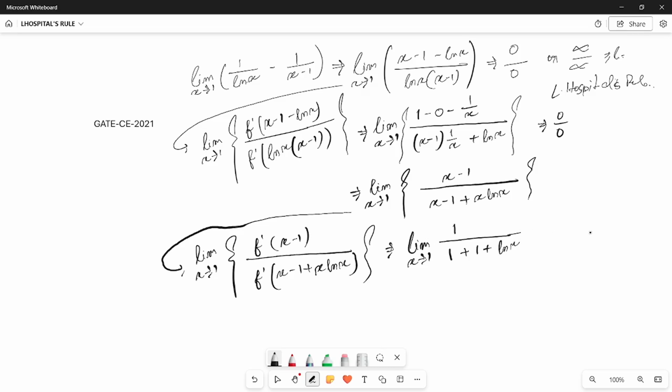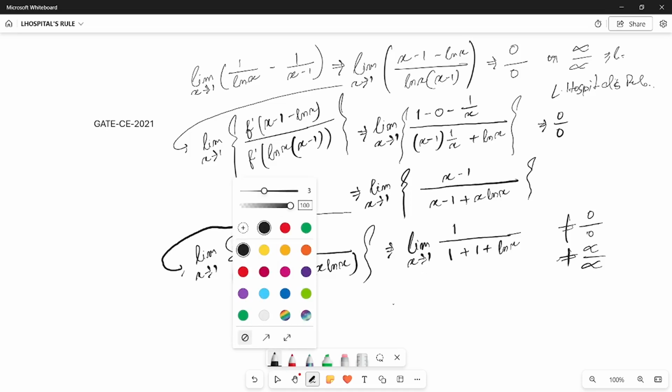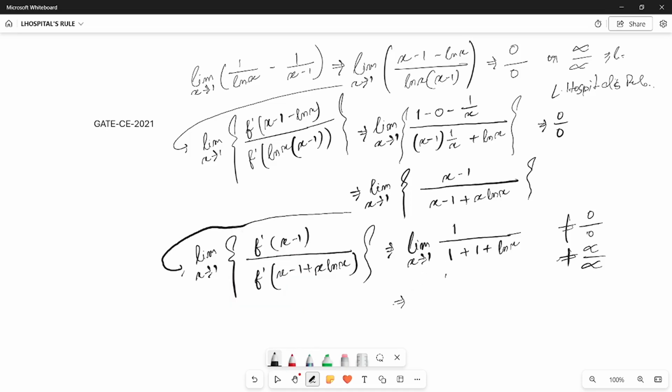Now this fraction is neither equal to 0 by 0 nor equal to infinite by infinite. Means now we can solve it by putting the value of the limit. Now what will it be like this? Upper side 1, and lower side 1 plus 1 into ln of 1 equals 0, means it will be 1 by 2 equals 0.5.